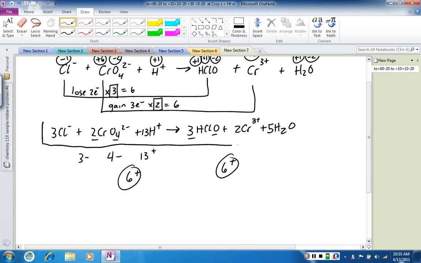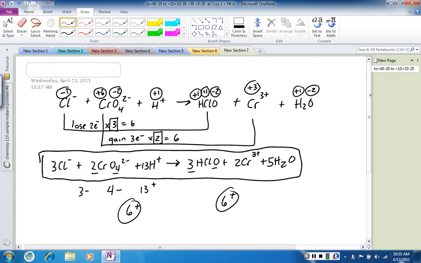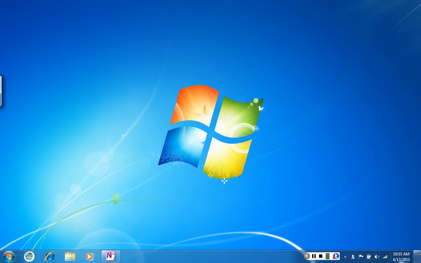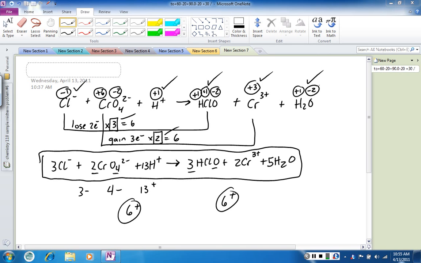When you get to this last step, if your charges balance, you're done. If they don't balance, something went wrong. If something goes wrong, it's usually one, you're not assigning your oxidation numbers correctly, or two, you're not multiplying the right coefficient to get your rewritten equation or reaction. Okay, so that's number 2 from the sample final.